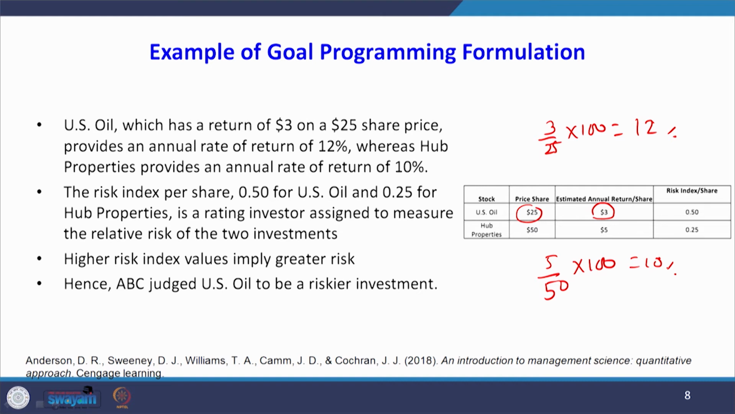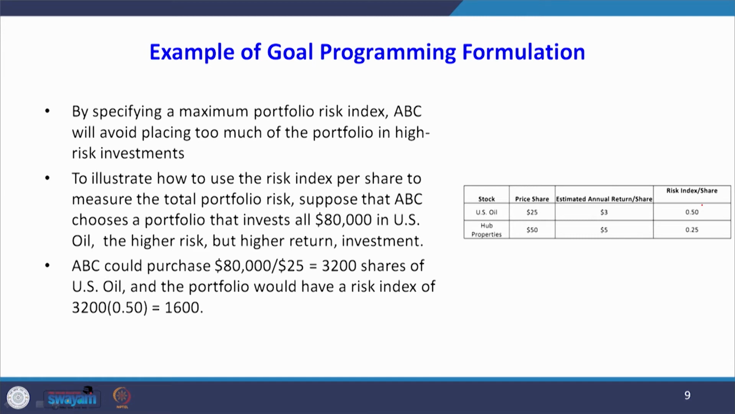The risk index per share, 0.5 for US Oil and 0.25 for Hub Properties, is a rating the investor assigned to measure the relative risk of the two investments. A higher risk index value implies greater risk. For example, US Oil is 0.5, so the US Oil stock is riskier than Hub Properties. Hence, ABC judged US Oil to be a riskier investment. By specifying a maximum portfolio risk index, ABC will avoid placing too much of the portfolio in high risk investment.